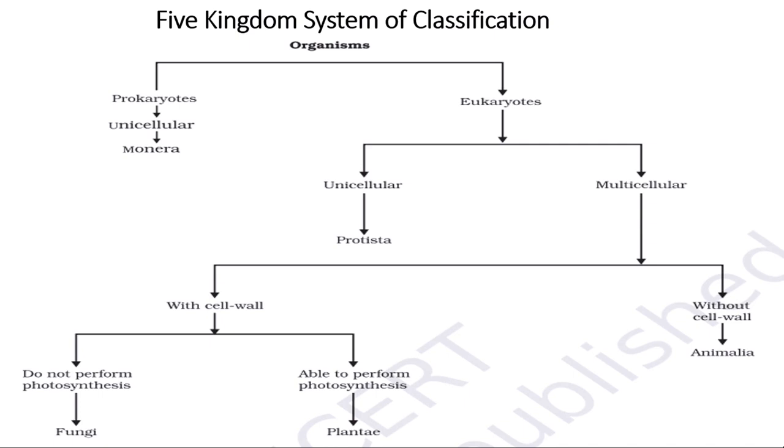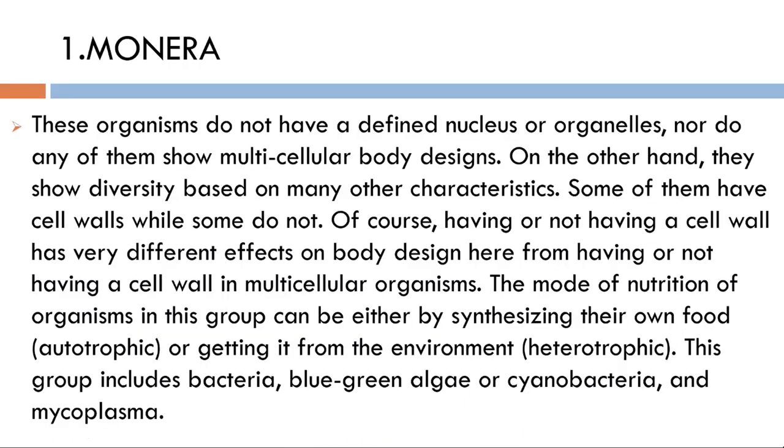So students, there are the five kingdoms. These kingdoms are the Monera, Protista, Plantae, Fungi, and Animalia. So let us start with kingdom Monera.